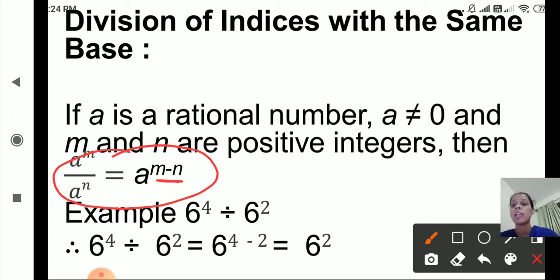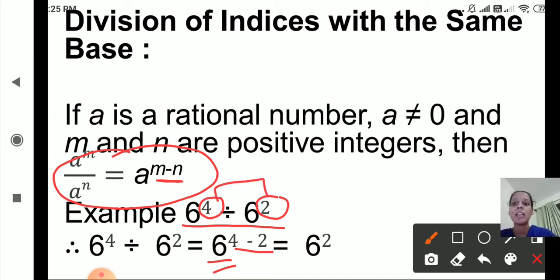Now I will explain one example based on this. As you can see here, 6 raised to 4 divided by 6 raised to 2. So what is the base here? Base is same, correct, 6. That we will write down. And what is the index now? Here it is 4, here it is 2. So what we will do? We will subtract the index. So 4 minus 2. First index is 4 and the second index, that is 2. So 4 minus 2 is 2. So what is the answer? 6 raised to 2. Okay, hope you are clear with this.